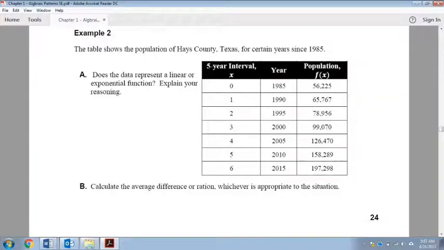So let's start dividing. 65,767 divided by 56,225, and let's just use 2 decimal points, gives you 1.17. Okay, let's do the next one. 78,956 divided by 65,767, and you get 1.20. That is awfully close.